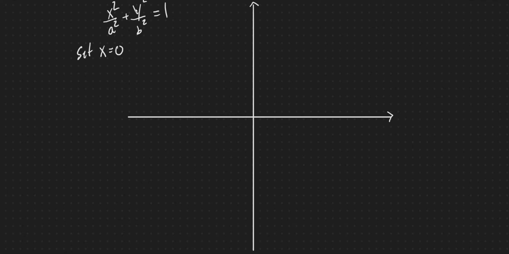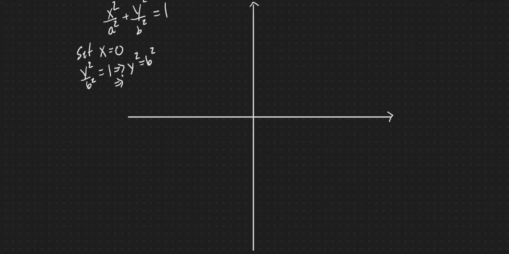Let's set x equal to 0. That gives us the equation y squared over b squared is equal to 1. From that, I can recover that y squared is equal to b squared. Take square roots on both sides. Be careful here. When you take a square root of a square, that isn't a perfect inverse because y could be either positive or negative, same with b.